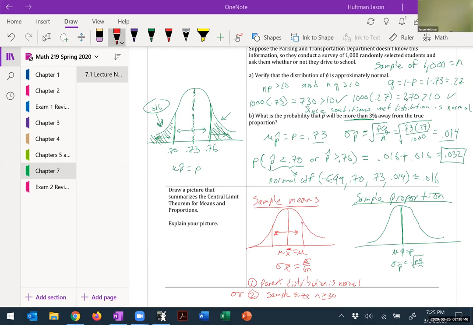So for the sample proportion, we learned that the mean is equal to the population proportion, and the standard deviation is the square root of p times q over n. And it is nearly normal, only if n times p is greater than or equal to 10, and n times q is greater than or equal to 10. So that's the summary here.